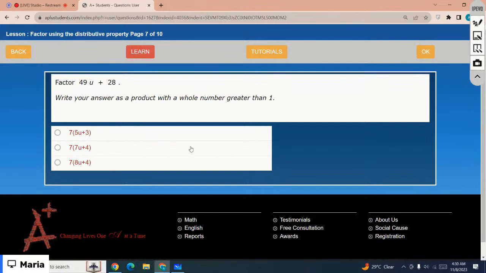So the correct option is option number 2, right? This is the opposite of the distributive property, right? In the distributive property, we multiplied the factor that is outside the bracket with everything inside the bracket, right? But now what you have to do, you have to think of a number that can divide both numerator and denominator. That is 7. So take 7 outside, and then 7 times 7 is 49, then 7 times 4 is 28. So that would be 7 times (7u plus 4). So option number 2 is the correct option.